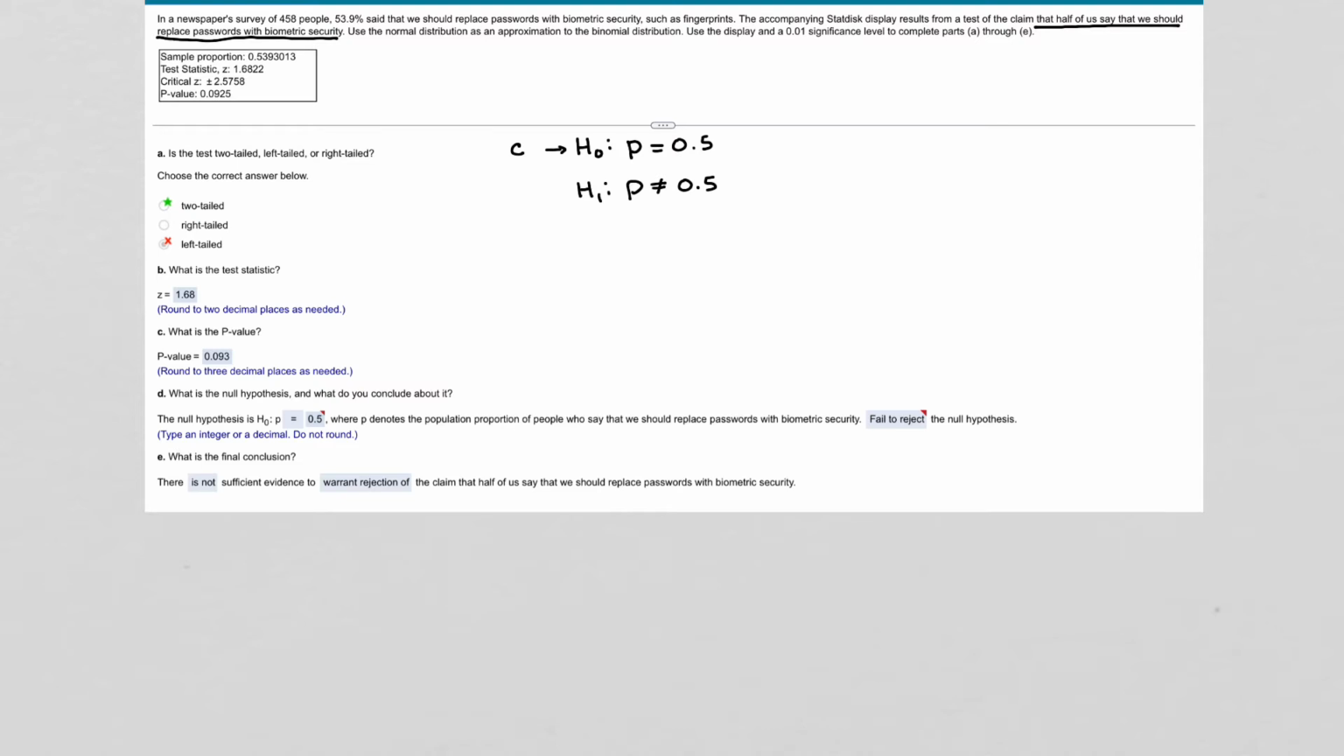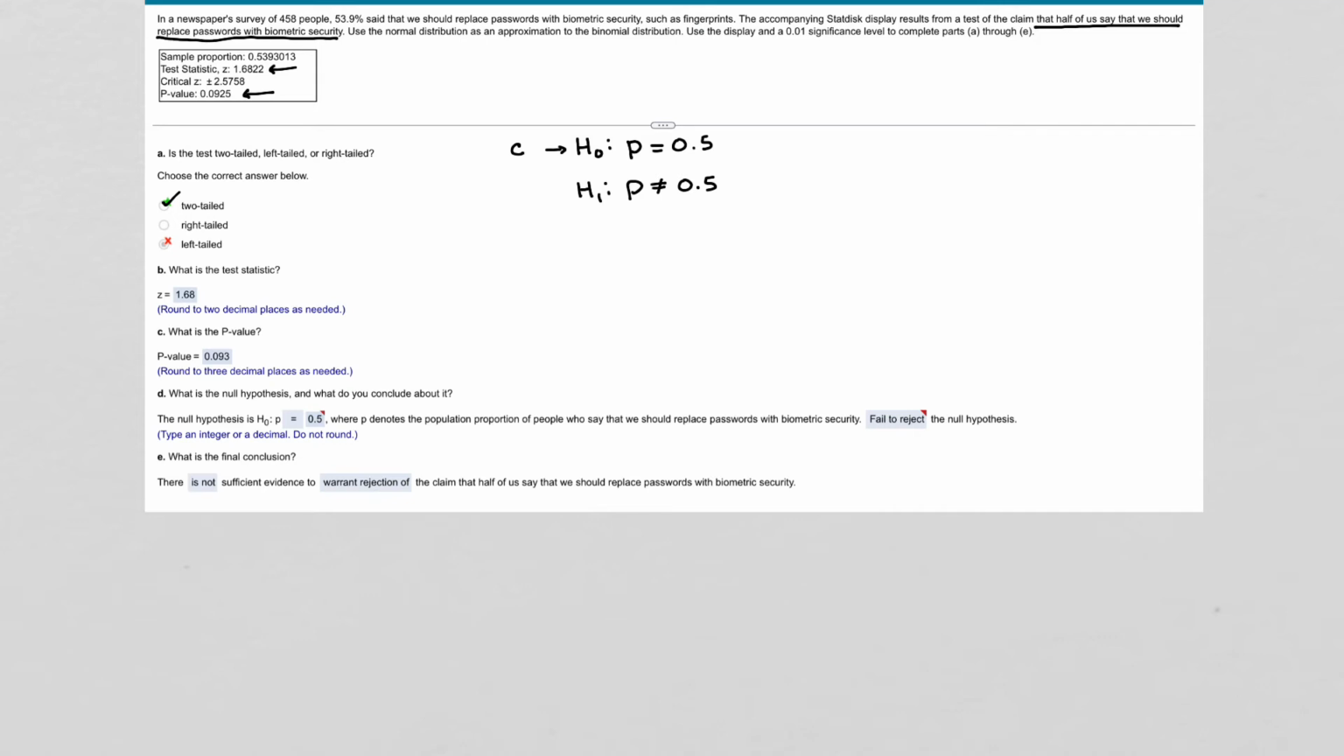In part A, it says, is the test two-tailed, left-tailed, or right-tailed? And so we know that that's going to be a two-tailed test. Next, they ask, what is the test statistic? And that is given here as 1.68. And what is the p-value? And that is given as 0.0925. So we rounded it to 3 places, made it 0.093.